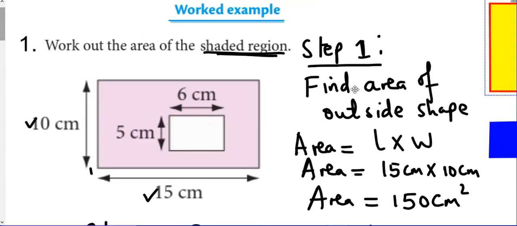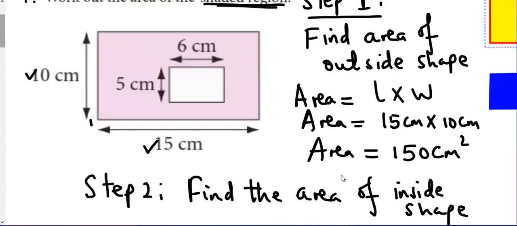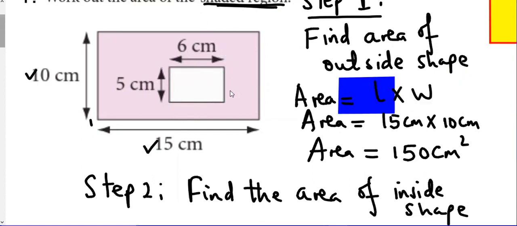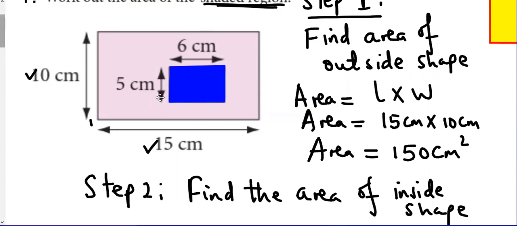So step number one is to find the area of the outside shape, which I have showed you. Now you go to step number two, which is to find the area of the inside shape. The shape which is located inside is this shape here, and to me it looks to be again a rectangle. Let me try to shade this shape so that you can understand what I'm talking about. This is the shape which we call the inside shape.